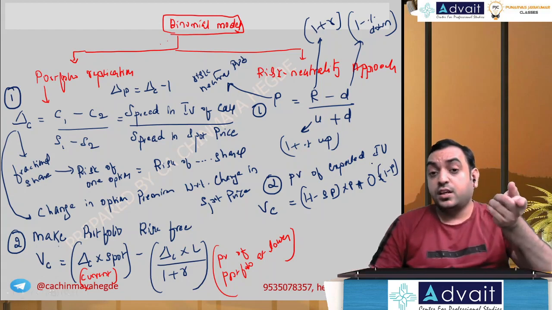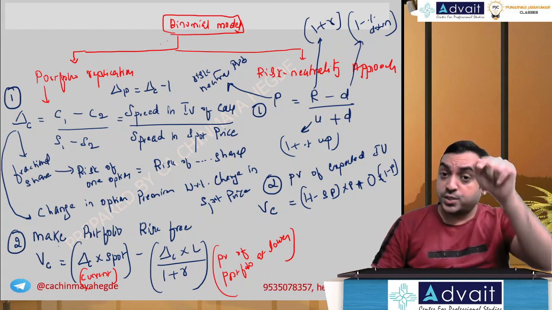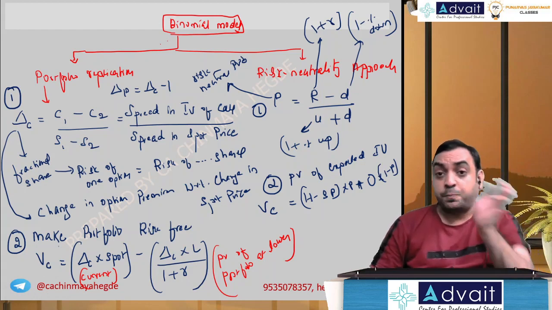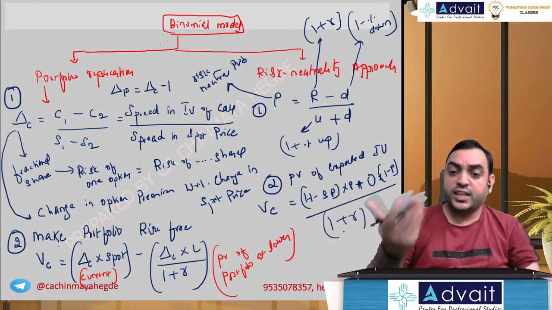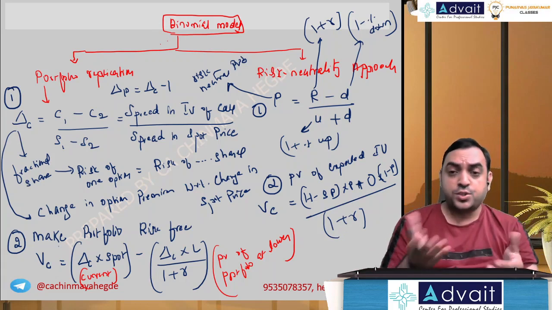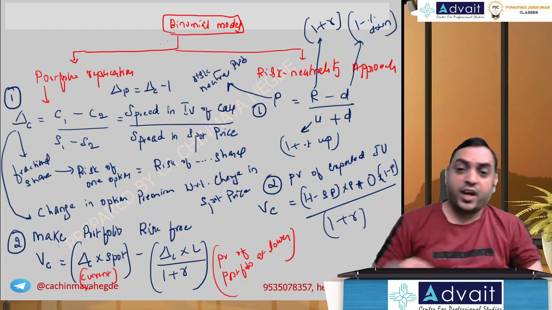Why am I writing 0? Because if it is a put option, the strike price minus the low price will come here, as a put option is exercised when the market price is less. So this expected intrinsic value divided by 1 plus R gives me the value of the call option. From the value of the call option, using the put call parity theorem, I can compute the value of the put option.